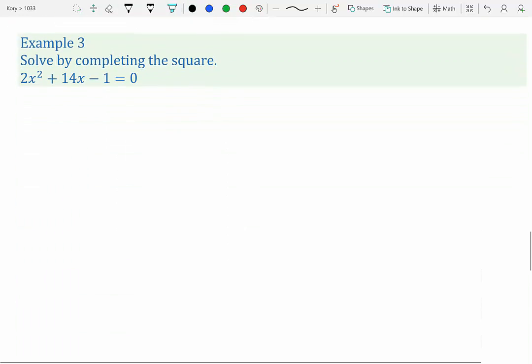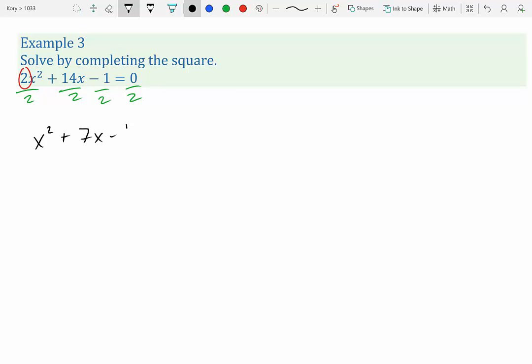Alright, example 3. So first we want to see if there's anything in front of x squared. There is. So since there is, we need to divide everything by it. So after we divide everything by it, we have x squared plus 7x minus 1/2 equals 0. Now we need to move over c. So the one that doesn't have a variable needs to be moved over. So we have x squared plus 7x equals 1/2.